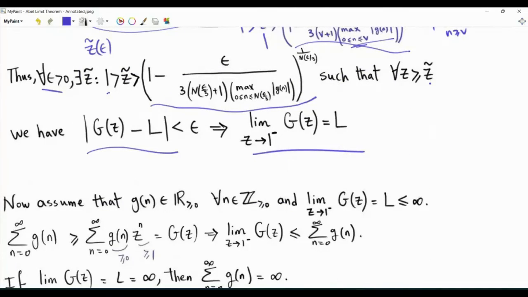Now suppose that g of n is real valued and non-negative, and suppose that the limit of the generating function as z approaches 1 from the left is L, where L now is also allowed to take the value plus infinity.